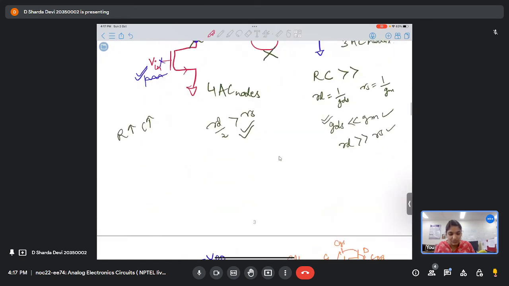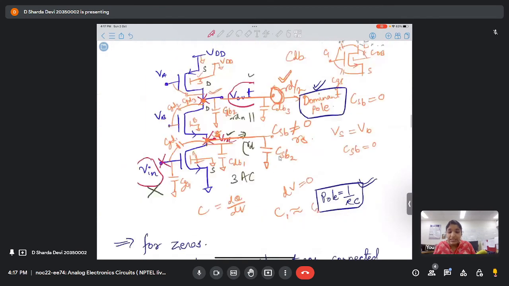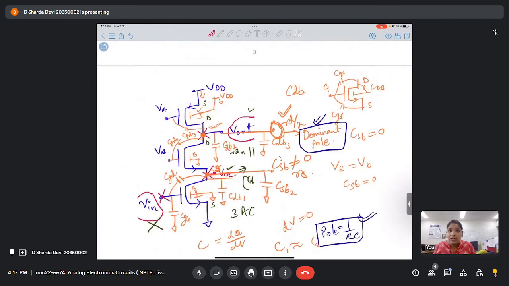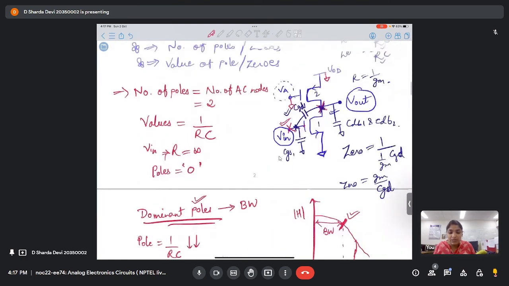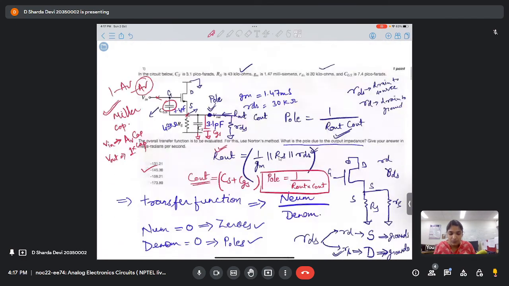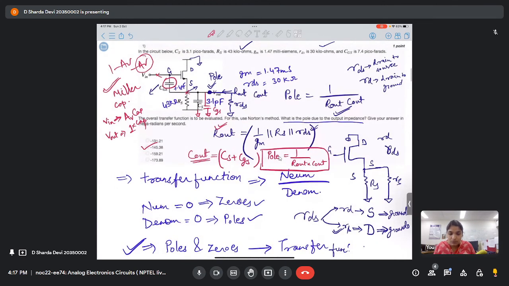Ma'am, one more. The same question we can find by using Laplace transform. If you convert CGS using Miller's theorem and draw the equivalent circuit, then if you convert it into output voltage by input voltage, you will get the transfer function, right? Yes, with this also we can solve it.